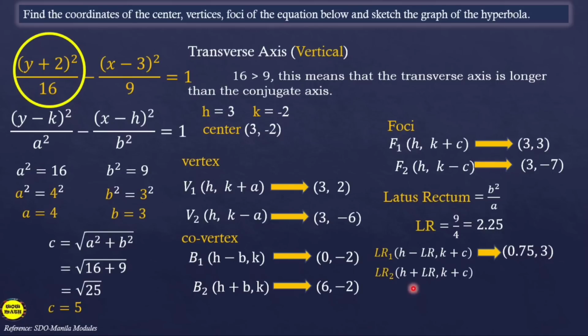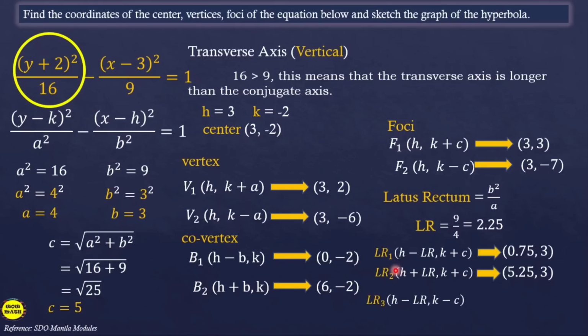Next, LR2, h plus LR. So, yung h natin again is 3 plus 2.25. The answer is 5.25. And then again, 3 plus 2.25 is 5.25. And then copy k plus c. Ito na yan, nakuha na natin.